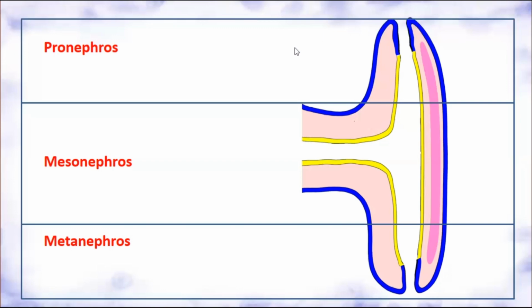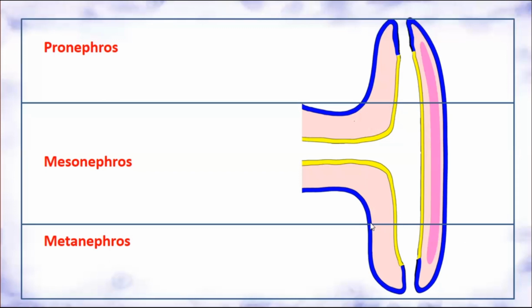So the first stage is pronephros. It's an embryonic rudiment, it's not functioning. Next is mesonephros. It develops in the body, in the thoracic and abdominal regions of the embryo. It's the first kidney which is functioning, so it's called the primary kidney.